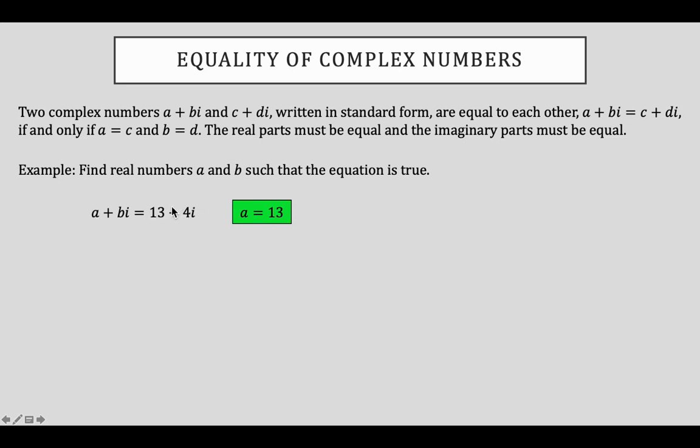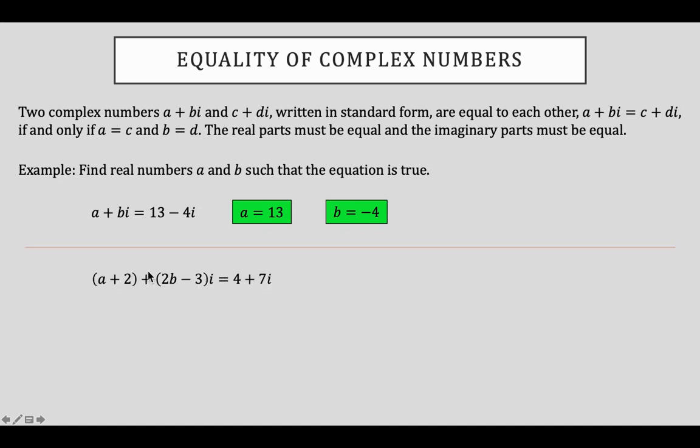Similarly, the imaginary parts of the complex numbers must also be equal to each other. On the right-hand side of the equation, I have negative 4i as the imaginary part. That means I have to have a negative 4i on the left-hand side of the equation as well. Well, if I'm going to have a negative 4i, that means b, this constant multiple in front of my i, must be equal to negative 4.